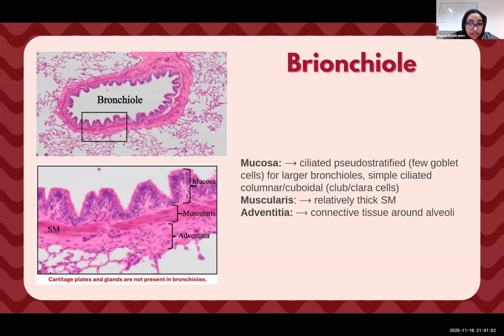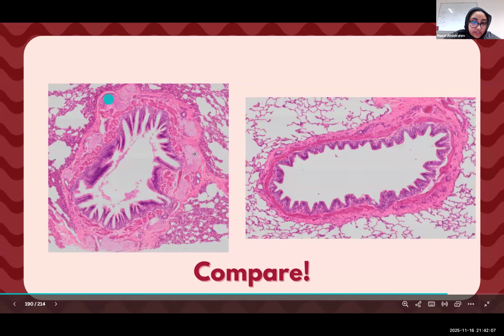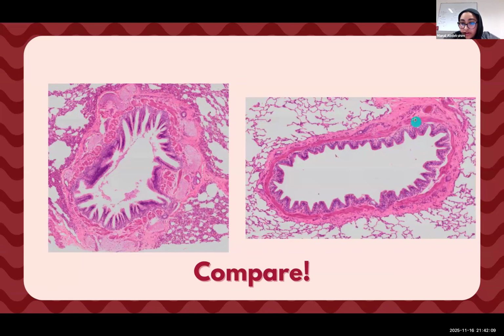We're no longer seeing cartilage. And here, the epithelium is going to be either pseudostratified for the larger ones, or simple ciliated columnar or cuboidal for the smaller ones. This is the comparison. Here you can see the cartilage, the random pieces. Here you don't see the random pieces of cartilage. Here the epithelium is going to be thicker because it's pseudostratified, and here it depends on which point we're at.